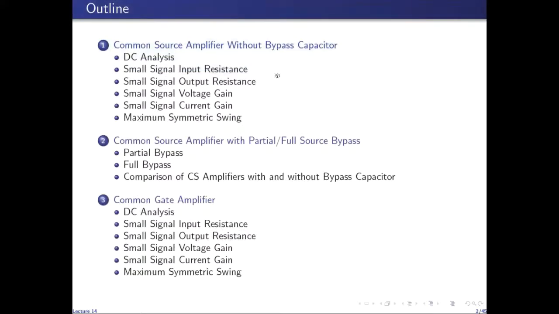So I'll begin with the discussion of common source amplifier without bypass capacitor, and I will analyze this circuit for the DC currents and voltages, its small signal parameters, and the maximum symmetric swing. Then I will quickly go through the common source amplifier configuration with partial and full source bypass. And after that, I will analyze common gate amplifier again for the DC voltages and currents, its small signal parameters, and the maximum symmetric swing.